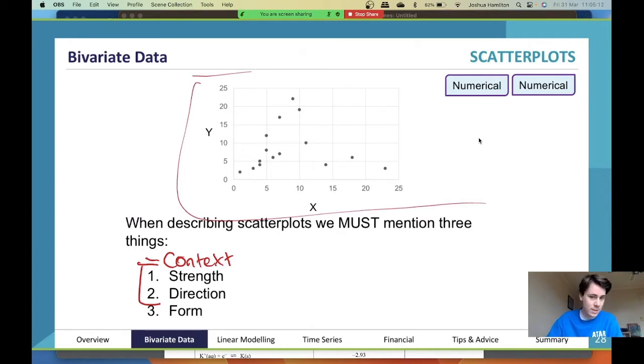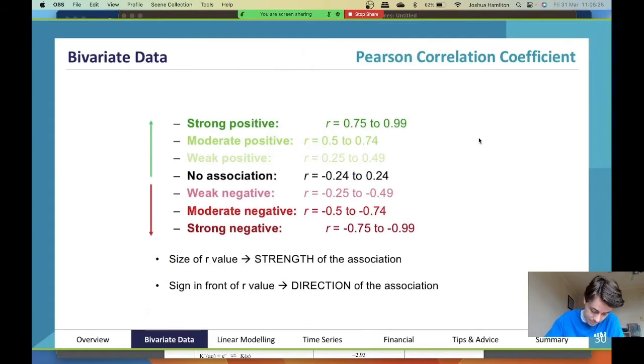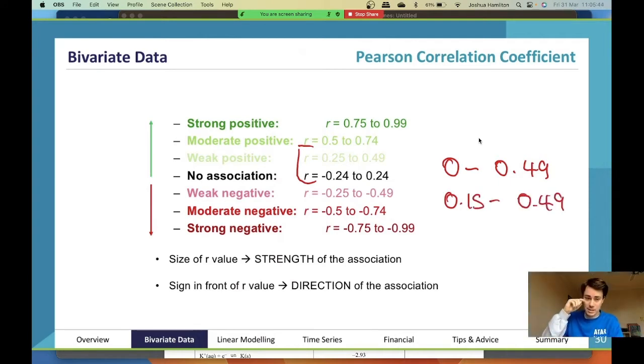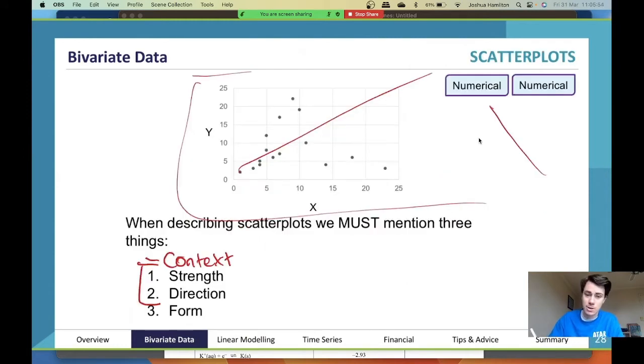3, 2, 1. I would describe this as positive. I think this has got a positive trend, but I would describe this as weak to no association. It would definitely fall somewhere in here. It would fall somewhere between, I'm going to say, 0 to 0.49. It's probably falling somewhere more between 0.15 and 0.49. But I would say it's somewhere in that weak to no association range. But if it was weak, it would be a weak positive because it's definitely sort of that way rather than that way. So it's important that you can decipher that by looking at it.